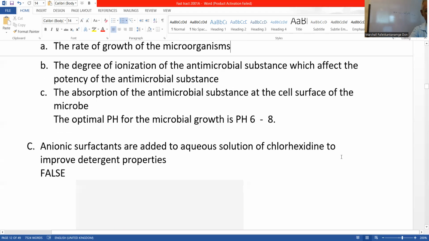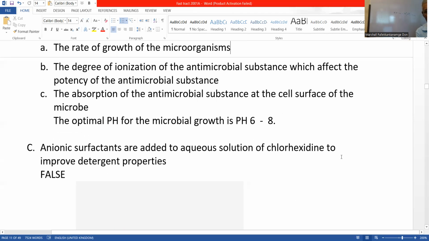C. Anionic surfactants are added to aqueous solution of chlorhexidine to improve detergent properties. Now, see the wording: anionic surfactants added to chlorhexidine. Chlorhexidine is a cationic surfactant. That means it has a positive charge.